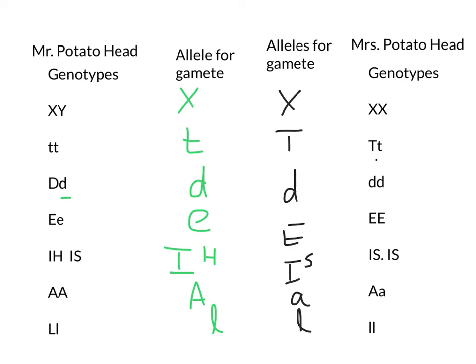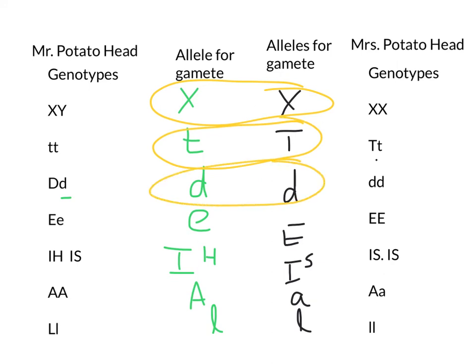So now that we have both sets of alleles for the gametes, we're going to combine those into a genotype for the tater tot. So for this particular tater tot, we see that she is going to be XX, meaning that she is a female. She's going to be heterozygous, big T, little t for the second trait, homozygous recessive for the third trait, heterozygous for the next trait. She's going to have hats and shoes, heterozygous for the A's, and she'll have to wear glasses because she's homozygous recessive for the L's.